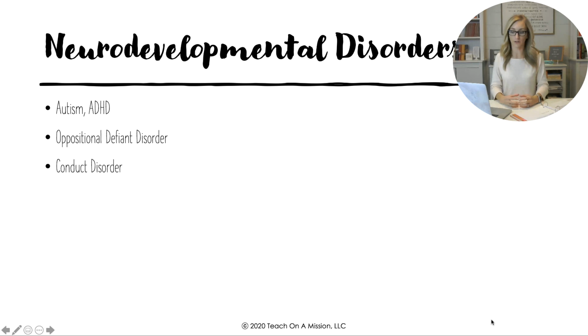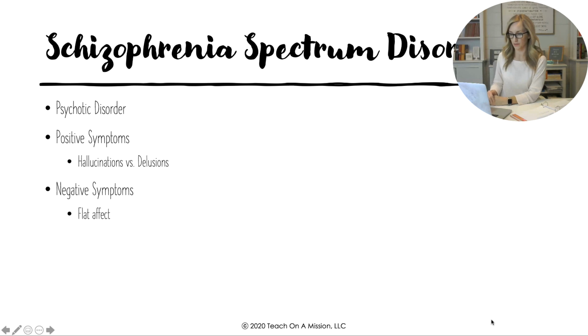And conduct disorder is really severe, violent or aggressive behaviors that once they're 18 and the symptoms last longer than 6 months, they can be diagnosed with antisocial personality disorder. Schizophrenia, the biggest thing here is understanding it is a spectrum and that your symptoms can be incredibly severe and also not so severe.